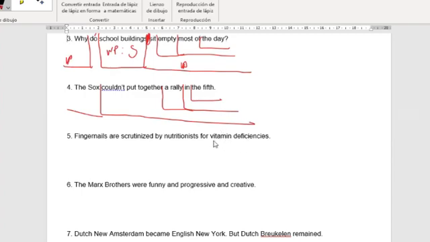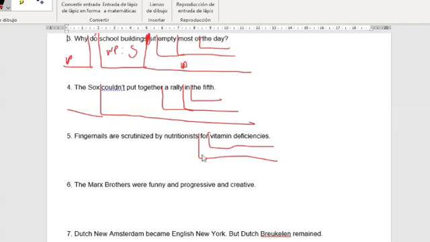Noun. So we have vitamin deficiencies. So this is what? Noun phrase, object of the preposition. For vitamin deficiencies, we have what? Prepositional phrase. Adverb. I don't know what. They do this for this reason. Is that a new adverb, someone?